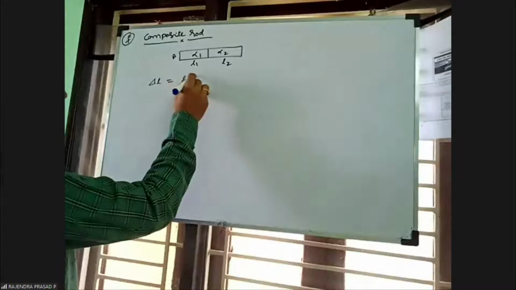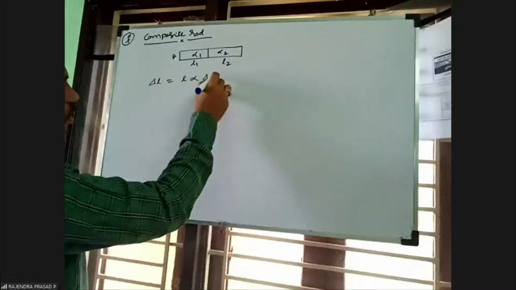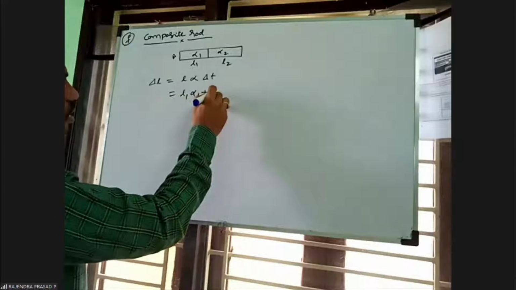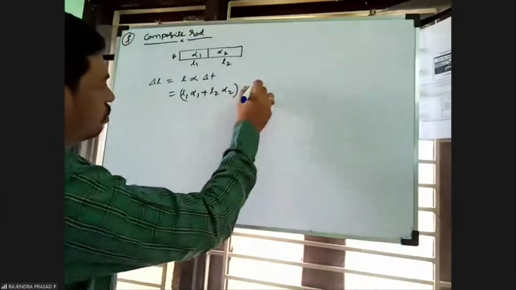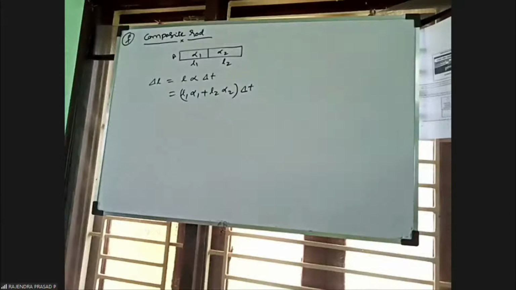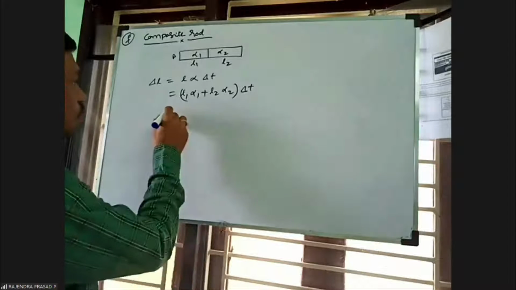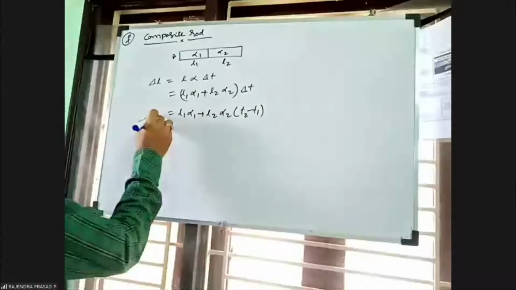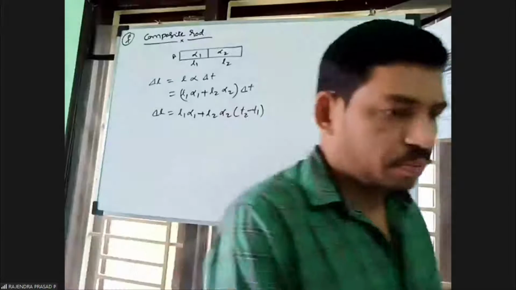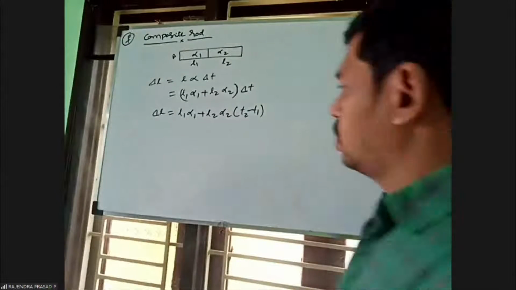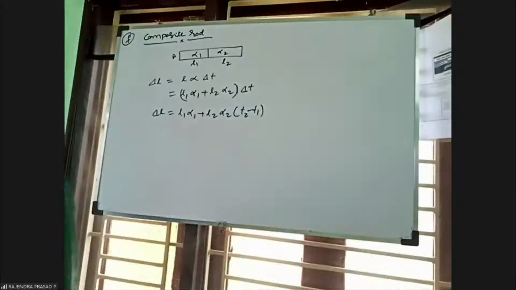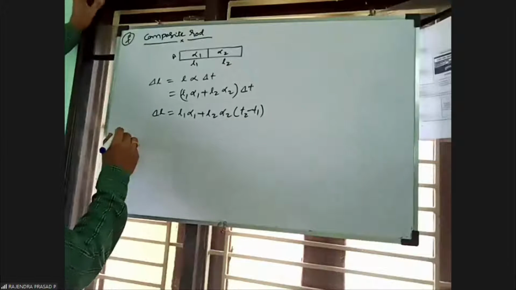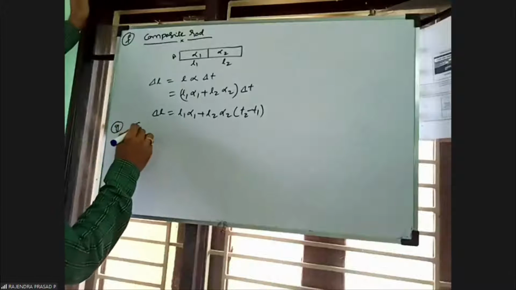Delta L equal to the general formula L alpha delta T. So that equals L1 alpha 1 plus L2 alpha 2 into delta T, which is L1 alpha 1 plus L2 alpha 2 into T2 minus T1. This is the delta L. So the composite rod's change in length.